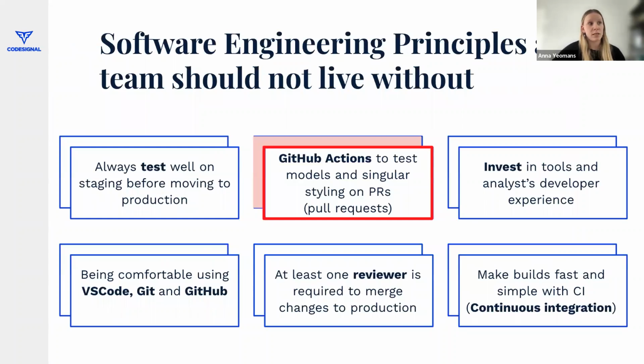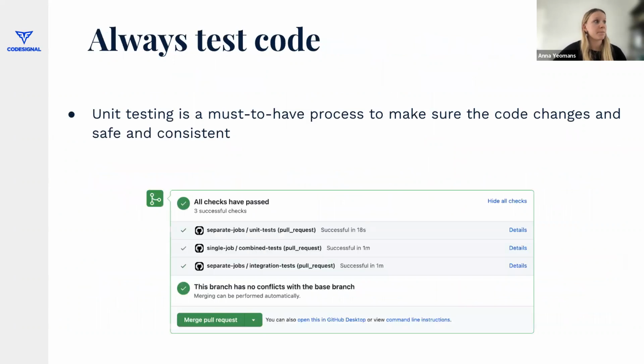So the next one is GitHub Actions to test models and run SQL linting on pull requests. The real software engineering principle here is testing. Always test your code. Never merge untested code to production. The importance of testing goes without saying, it's obvious. And data models shouldn't be an exception to that.